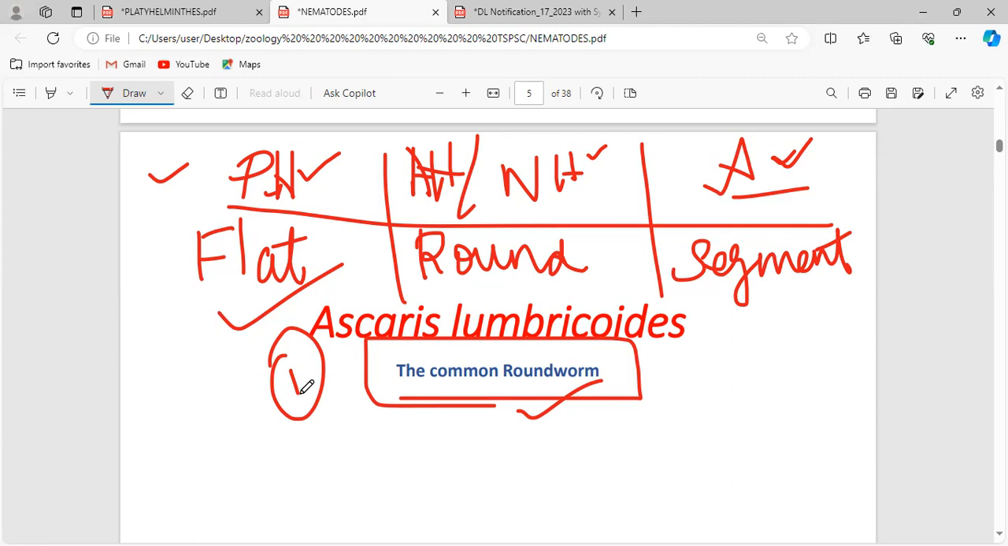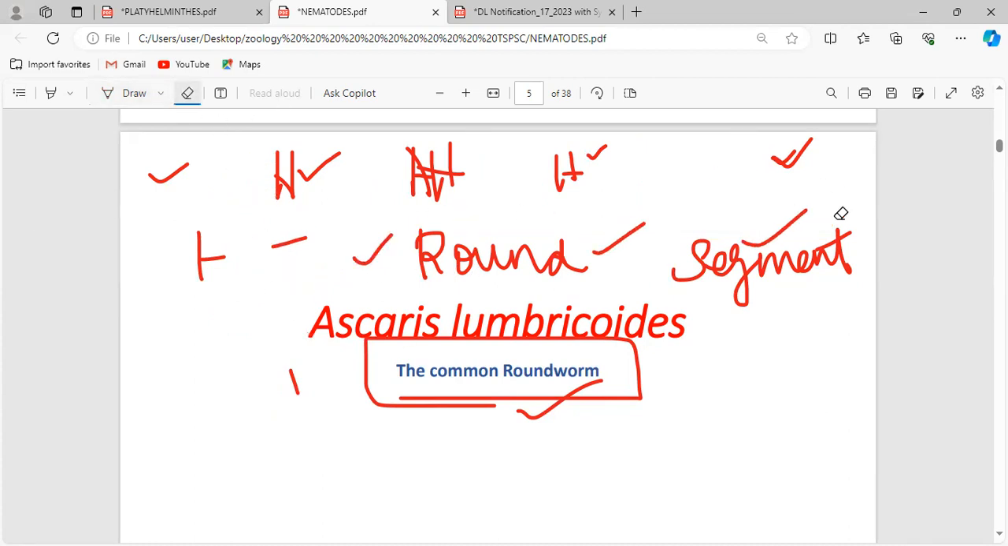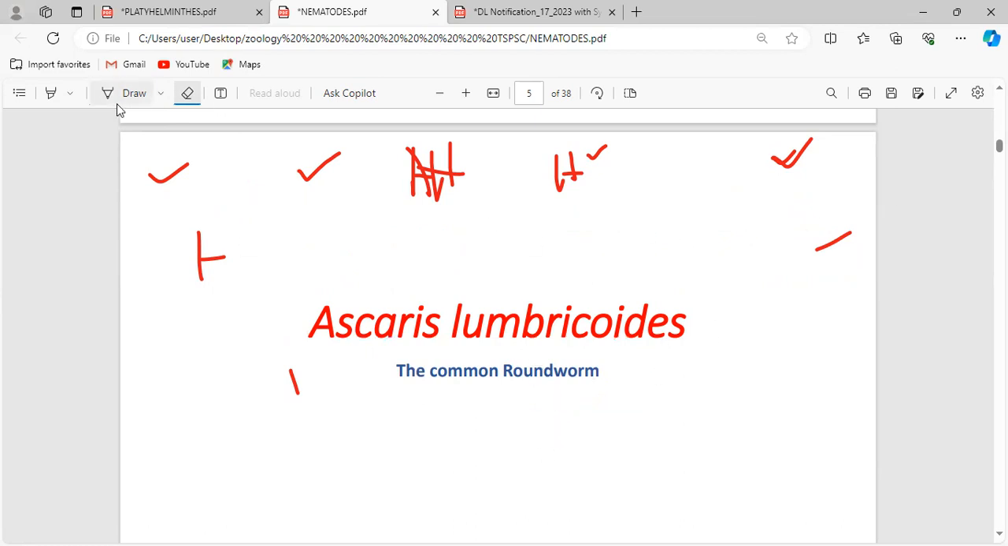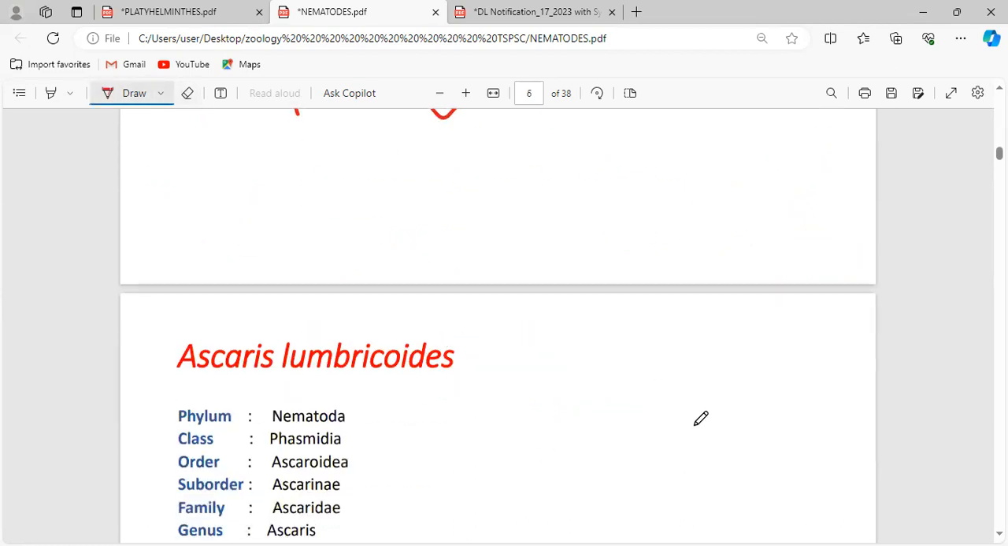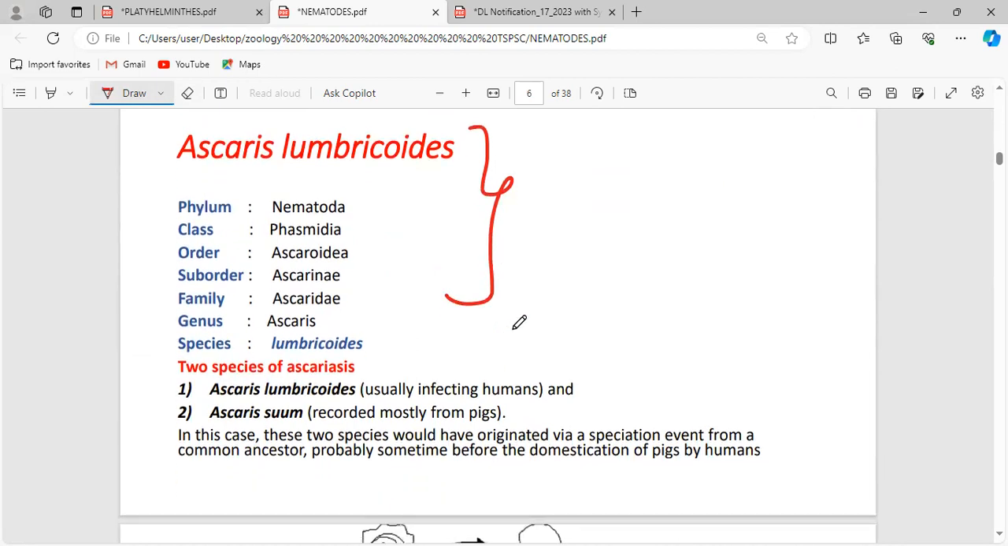Anyhow, I'm going to provide you one single page that contains the comparison of all the phyla. Don't worry, but you have to focus on these three phyla particularly: flatworms, roundworms, and segmented worms. The common name for Ascaris lumbricoides is the common roundworm. And this is the systematic position: Phylum Nematoda, Phasmidae, Ascaridae, Ascaris lumbricoides. This is the species name.